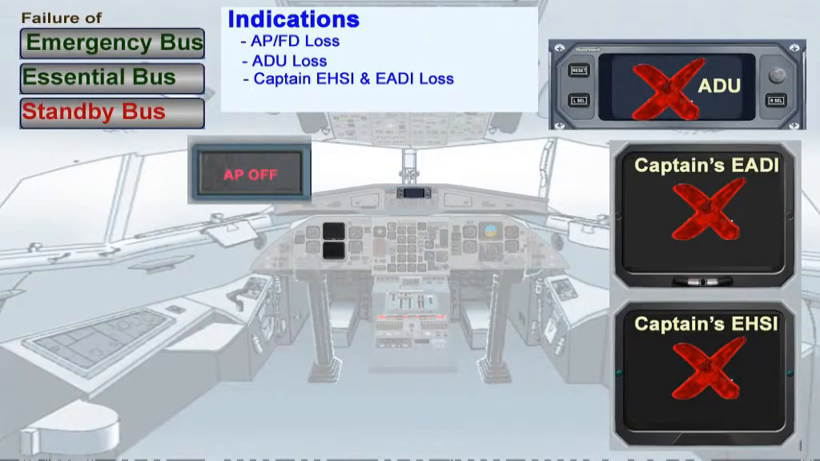When standby bus is lost, there are a number of failures. Unfortunately, failure of standby bus has not been mentioned in QRH or in procedure following failures. We have identified 4 important failures from bus equipment list. Autopilot will trip off. EADI and EHSI of the captain's side will go blank. ADU will also go blank.